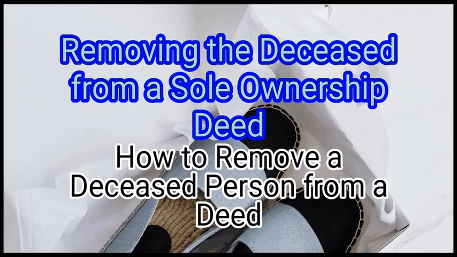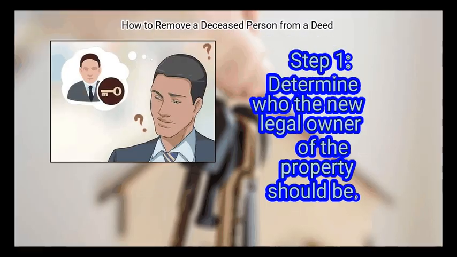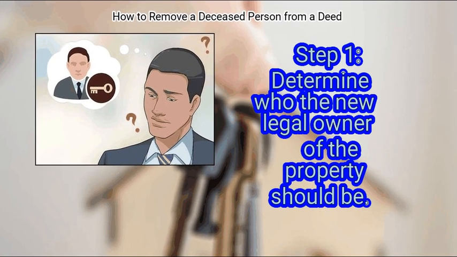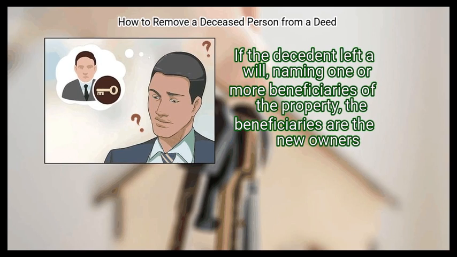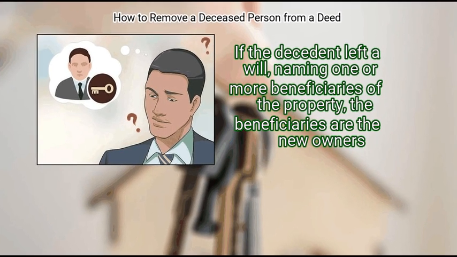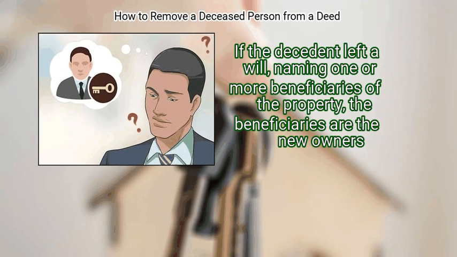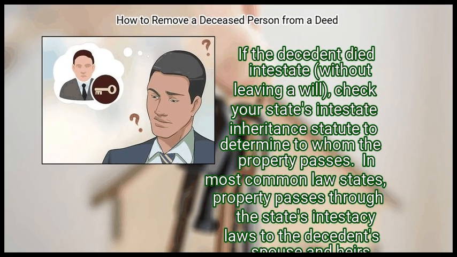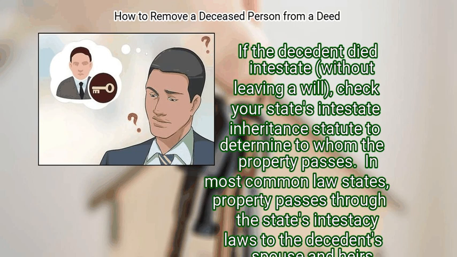Method 2. Removing the deceased from a sole ownership deed. First, determine who the new legal owner of the property should be. If the decedent left a will, naming one or more beneficiaries of the property, the beneficiaries are the new owners. If the decedent died intestate, without leaving a will, check your state's intestate inheritance statute to determine to whom the property passes.